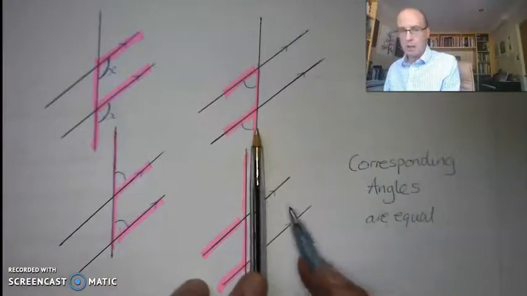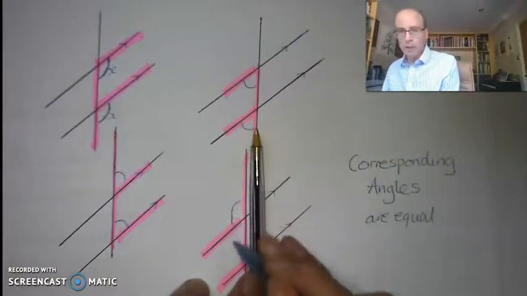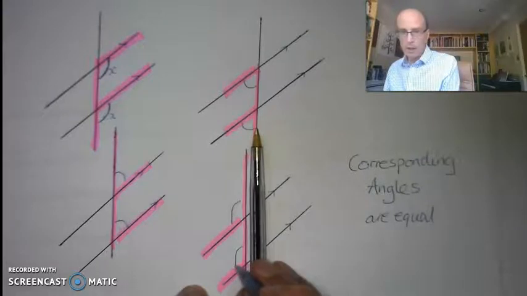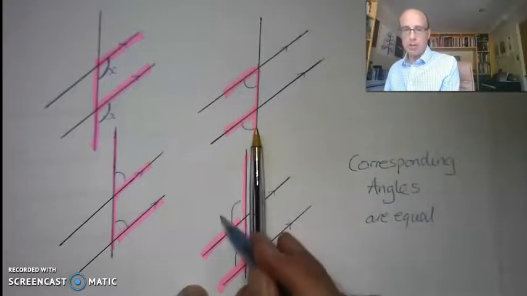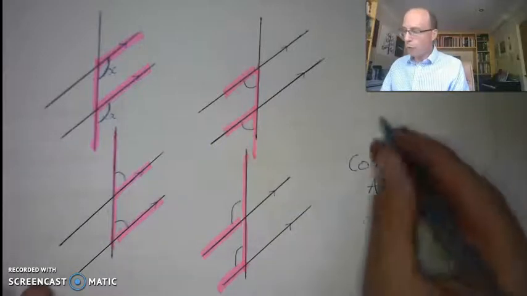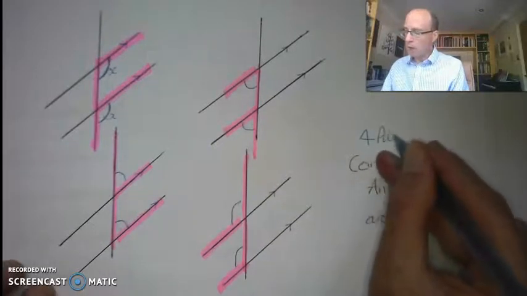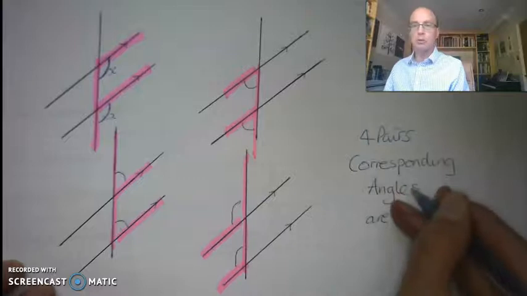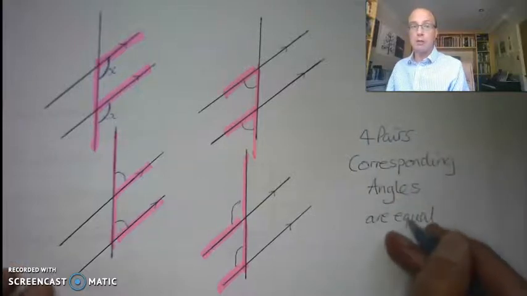And then the last diagram, I've got this angle here and this one round here, also equal. So they're both to the left and they're both above those parallel lines. So I've got four pairs of corresponding angles and the four pairs are equal in size.